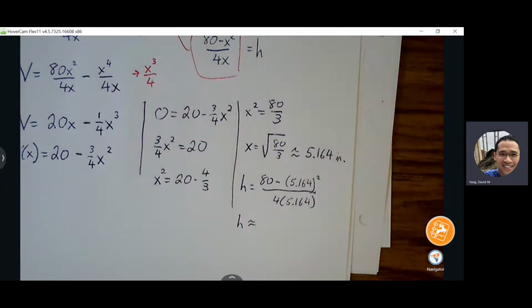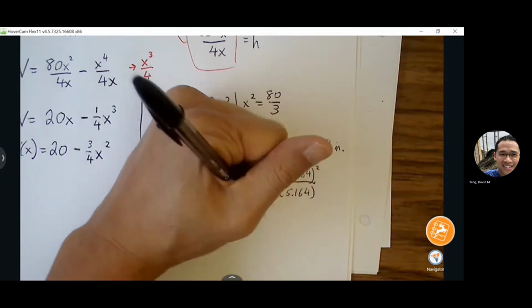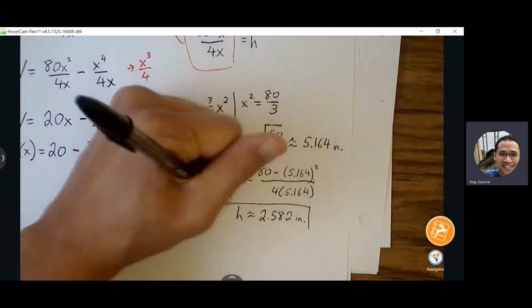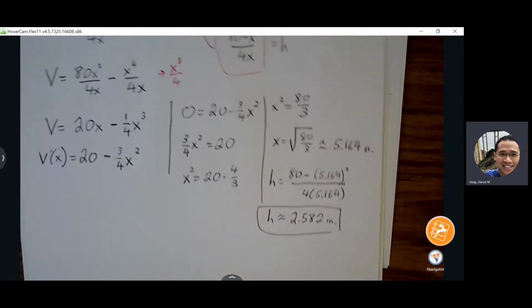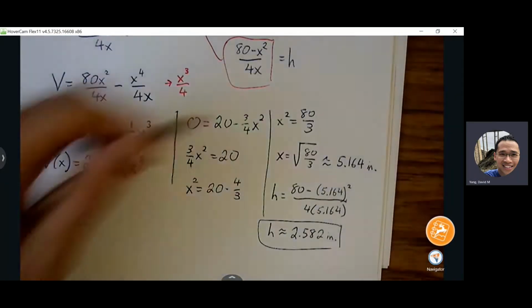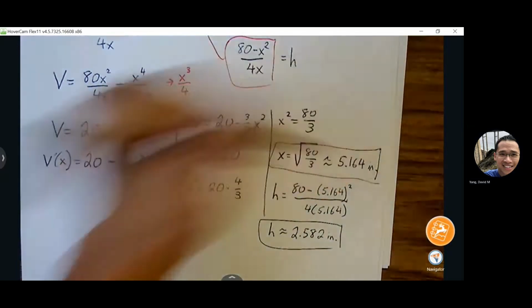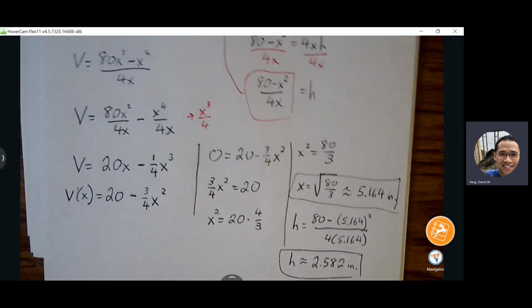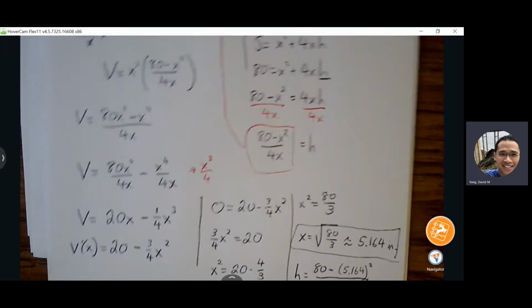Okay, rounded to 3 decimal places. We have the dimensions. We have x, we have h. We have the length, the width, the height. Anything else? We also need to find what? Maximum volume. So how can we get there? Do we have some options here?